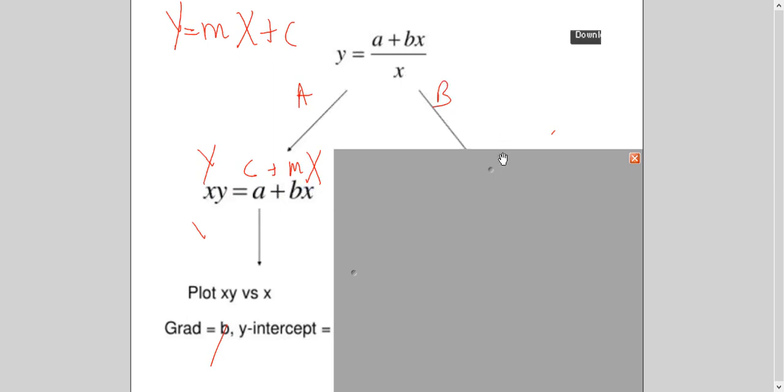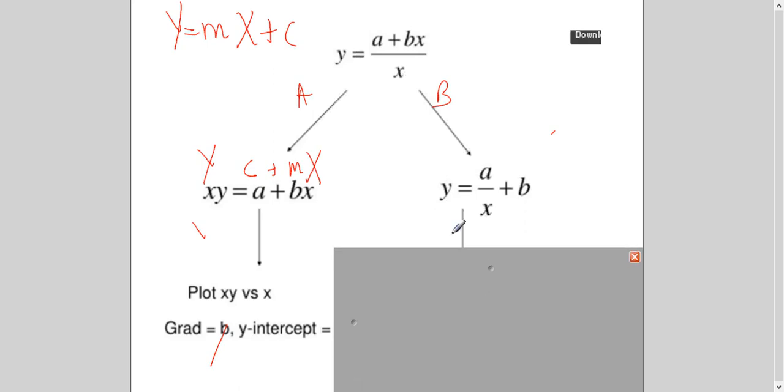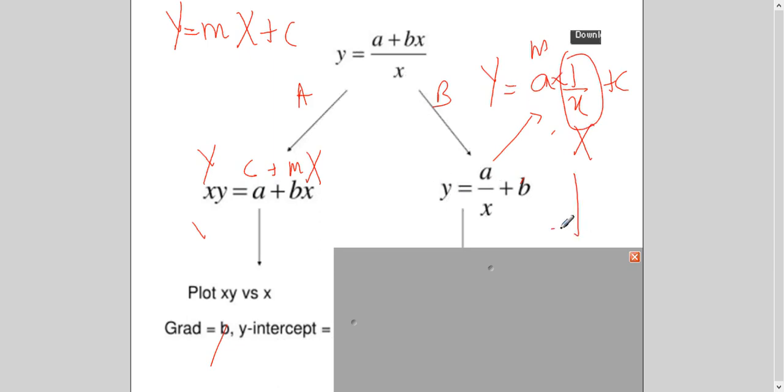Whereas the other person B thought that I will split x under each term here, and he will get this one. He is also right, because the meaning of this term is a times 1 over x. It means this is my capital X, this is my M, this is my C, this is my Y. So I am plotting y against 1 over x. So if you plot it, you will have y here and 1 over x here. In the first case, you will have xy on the y-axis and x on the x-axis.